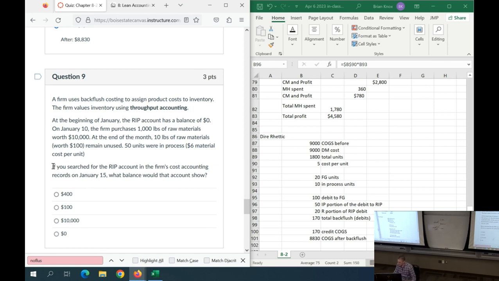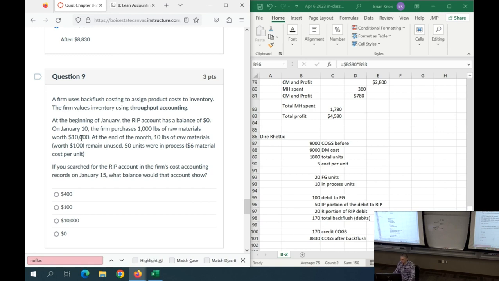So this one right here says, if you search the RIP account in the firm's cost accounting records on January 15th, what balance would that account show? All right, a firm uses backflush costing to assign product costs to inventory, and the firm values inventory using throughput accounting. At the beginning of January, the RIP account has a balance of $0. On January 10th, the firm purchases 1,000 pounds of raw materials worth $10,000. At the end of the month, 10 pounds of raw materials worth $100 remain unused. 50 units were in process, $6 material cost per unit.